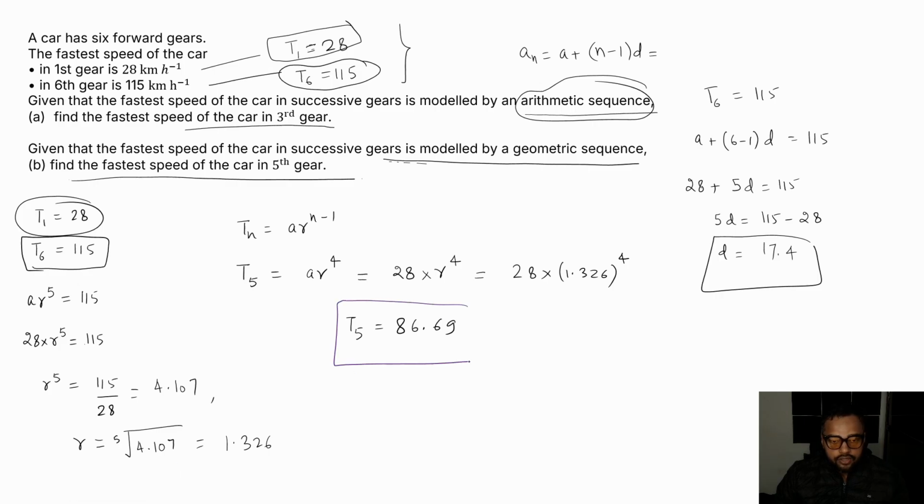T5 is equal to 86.69. It means the fastest speed of the car in the fifth gear will be 86.69. Don't forget to mention kilometers per hour. Okay, this is our first question.